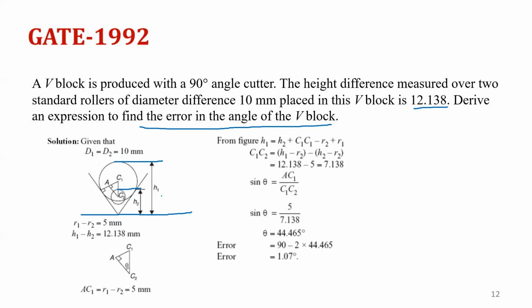Here the standard rollers of diameter difference 10 mm are placed. What is the diameter difference? D1 minus D2 is equal to 10 mm. So you will get R1 minus R2 is equal to 5 mm, half of the diameter difference. R1 minus R2 is equal to 5 mm. And H1 minus H2 is given.